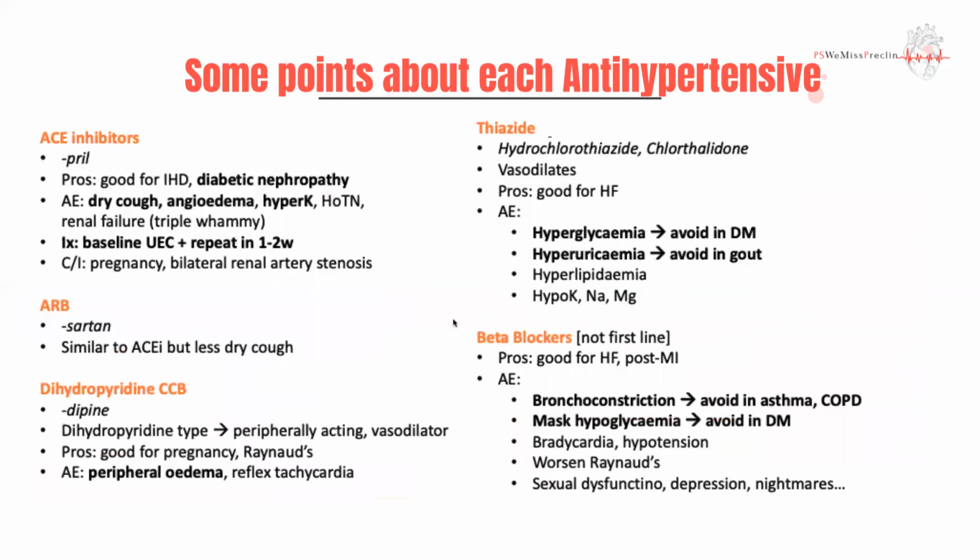Some good points to know to wrap up about each antihypertensive drug class, and these might come up in exams, but it's also good to know when you're explaining medications to patients. So ACE inhibitors end with pril. So perindopril is a very common one that you're going to encounter. They're really good for ischemic heart disease and diabetic nephropathy. So if you ever encounter a patient with diabetes who has hypertension, your go-to first-line medication is almost always going to be an ACE inhibitor.